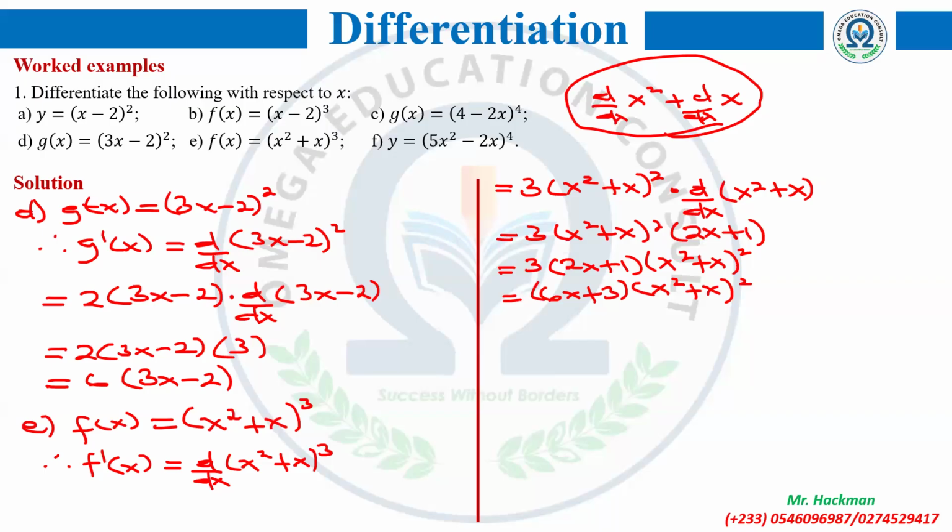So now our last question. Indeed we've been able to solve all the questions here. So now let's go. What are we given? Y is equal to 5x squared minus 2x, to the power 4. And I'm going to be on you.